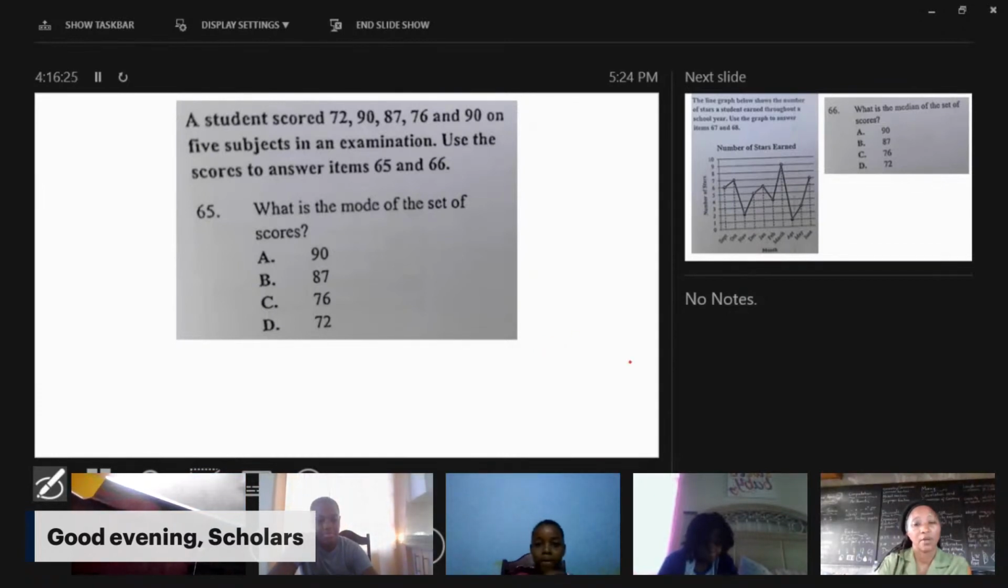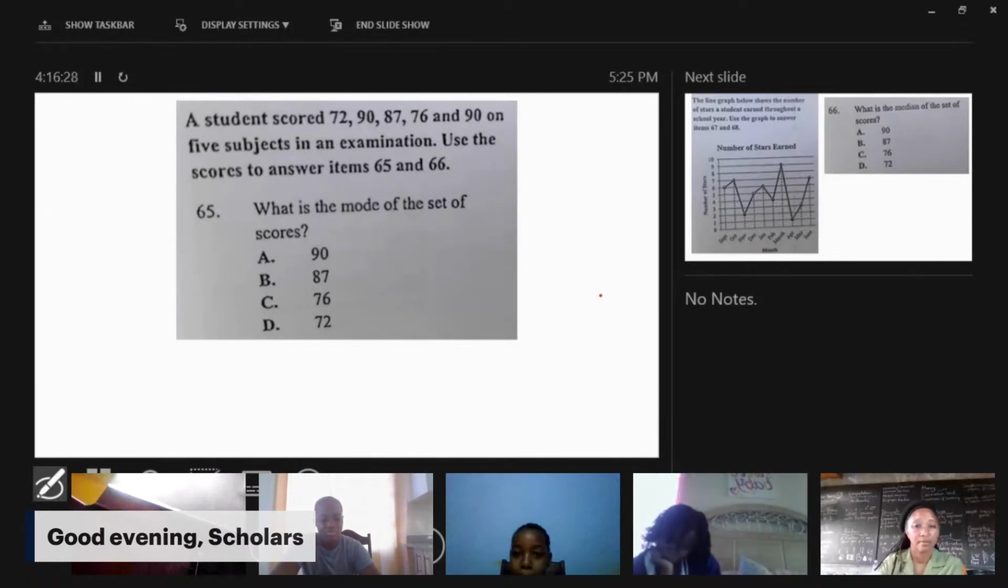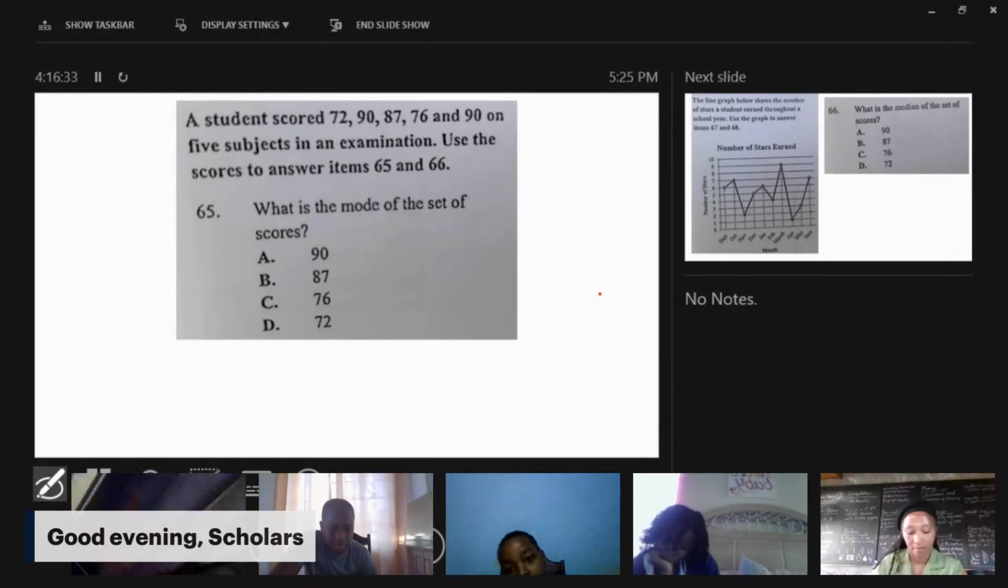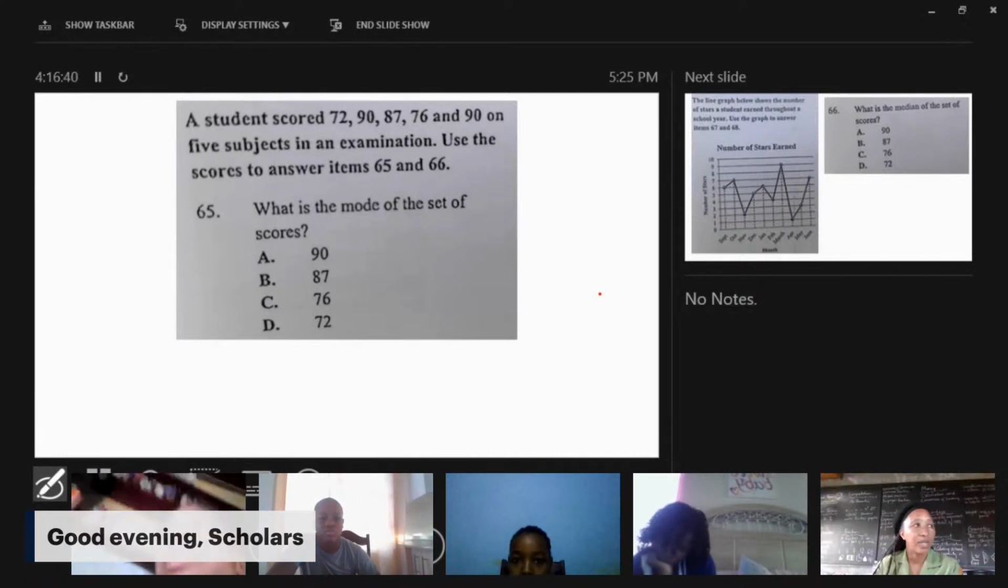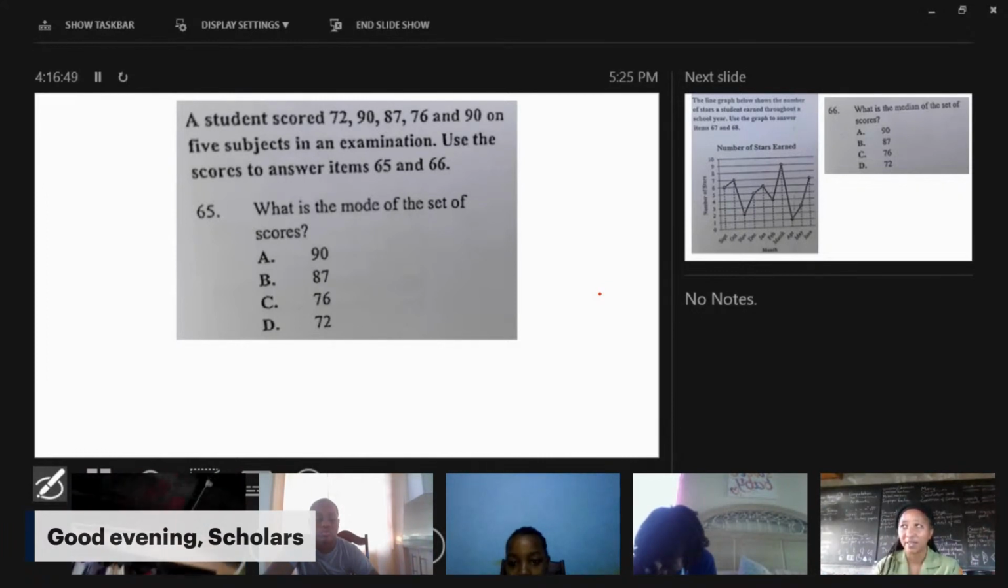Okay, so what's the mode? The scores are 72, 90, 87, 76, and 90. How do we determine the mode of a set of values? The mode is the most frequent value. So Legende, which number do you see there the most? 90, miss. Correct. So there are two 90s, and each of the other numbers appears only once.